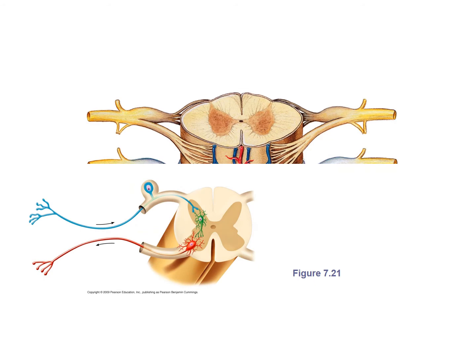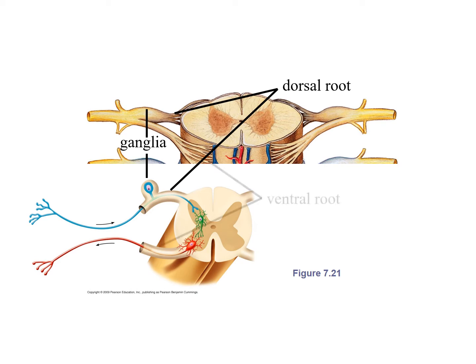Let's take a moment to look at the components of a spinal nerve just to be sure that we understand what a spinal nerve is. This fat structure here, the dorsal root ganglion, contains sensory neurons, or the cell bodies of sensory neurons. Recall that a ganglion is a cluster of neuron cell bodies. The dorsal root contains the sensory fibers of these sensory neurons, which are transmitting sensory impulses to the spinal cord.